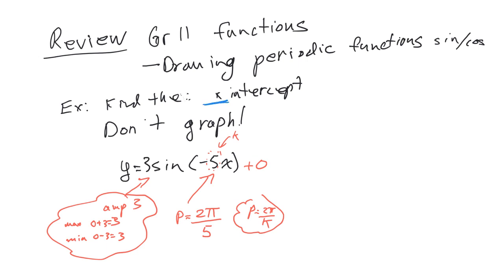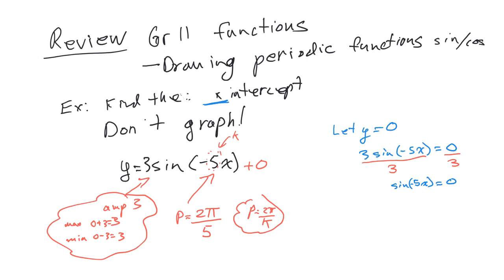It's asking us to find the x-intercept, right? So in order to find the x-intercept, we have to let y is equal to 0 in our original equation. So you're going to have 3 sine of negative 5x is equal to 0. Now, when you're solving for this, you're going to actually solve for just the sine of negative 5x. So we divide both sides by 3. So now you're left with sine of negative 5x is equal to 0.